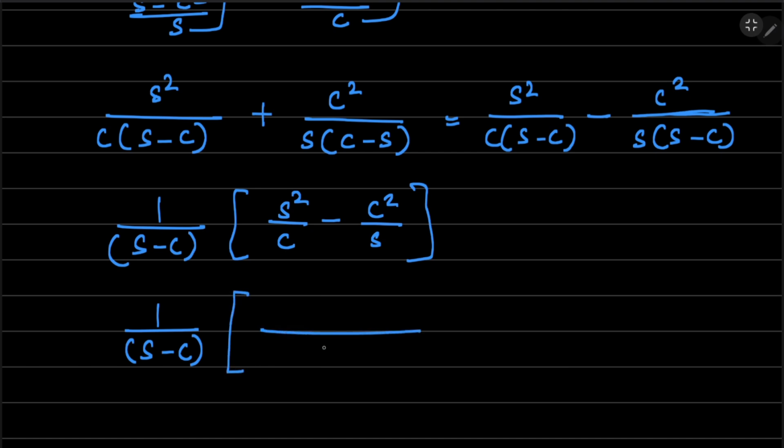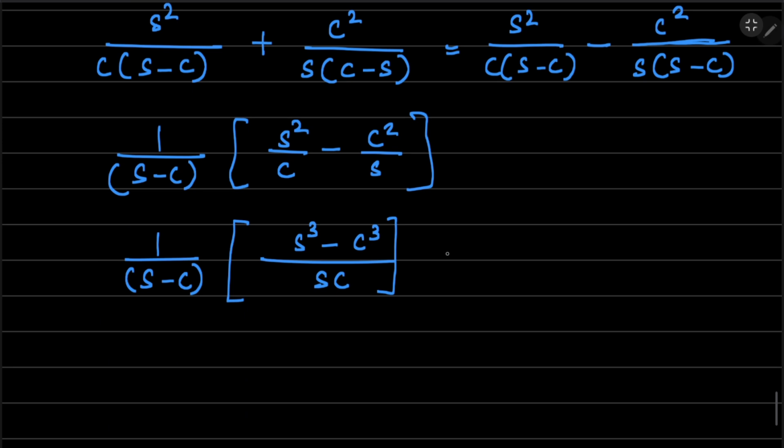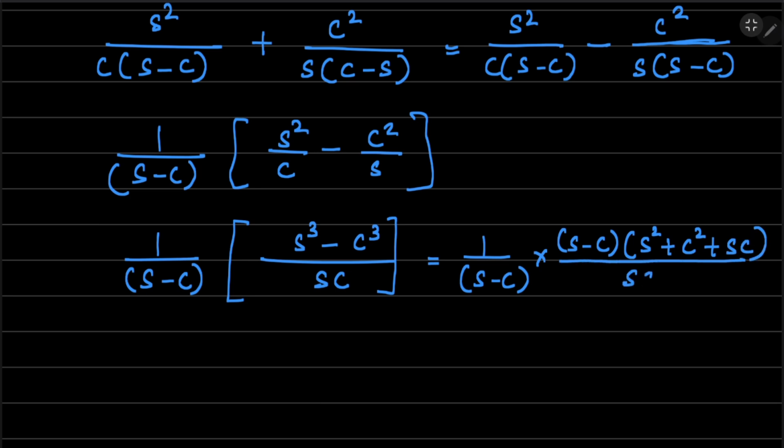So inside you can take, your sine cos is your LCM. So you have sine cube minus cos cube. Again, you have to apply the formula which is a cube minus b cube. Okay. So this is nothing but 1 over sine minus cos. What is a cube minus b cube? It is a minus b multiplied by a square plus b square plus ab. Whole divided by what already exists, sine and cos.